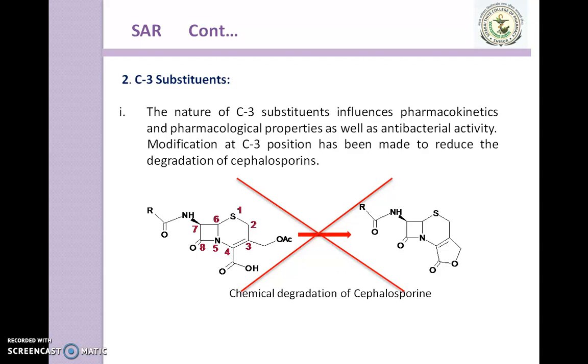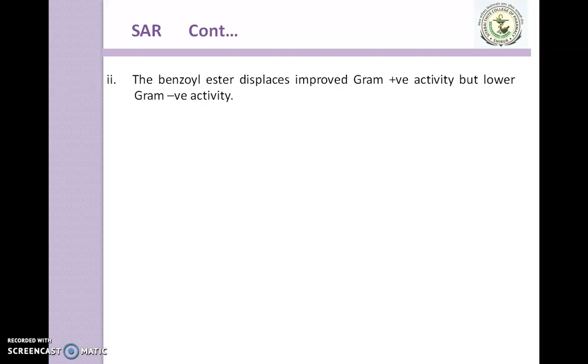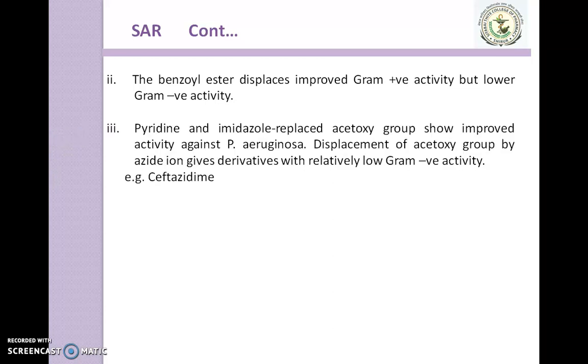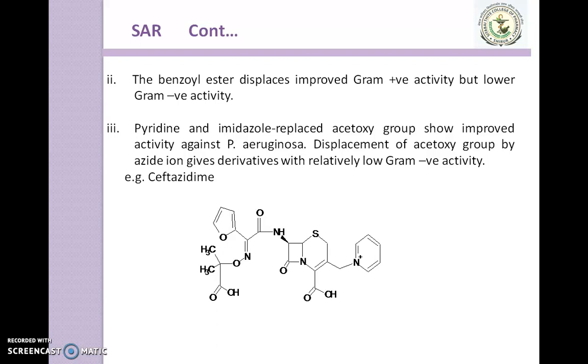Moving to the second point related to this carbon 3 substitution, the benzoyl ester displays improved gram-positive activity but lower gram-negative activity. The next point, pyridine and imidazole replacing the acetoxy group show improved activity against Pseudomonas aeruginosa. Displacement of the acetoxy group by azide ion gives derivatives with relatively low gram-negative activity. Example, ceftazidime. Here is the structure of ceftazidime, in which it contains a pyridine ring.